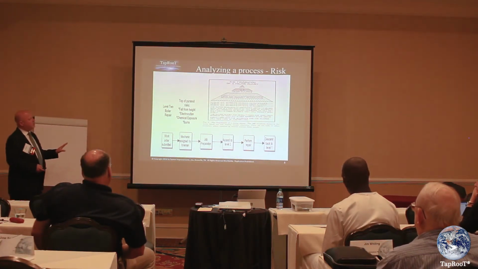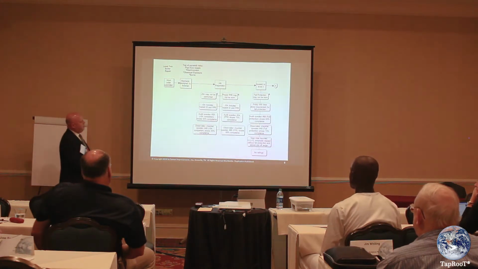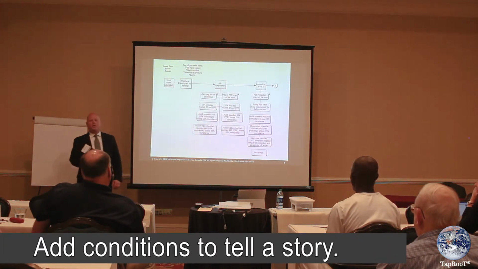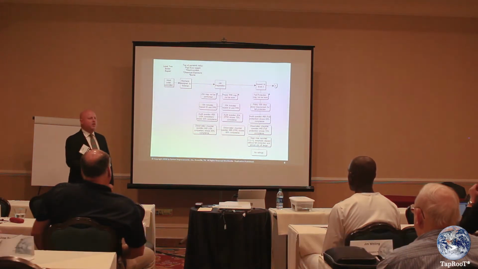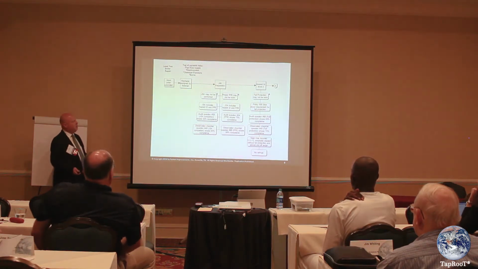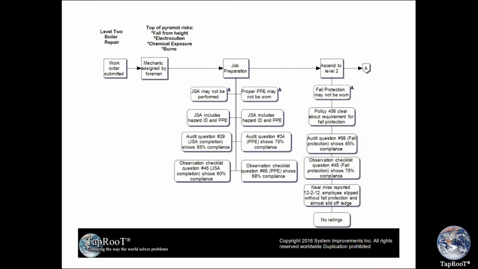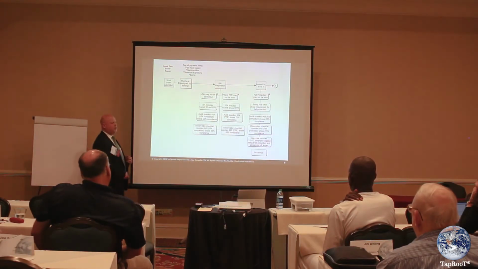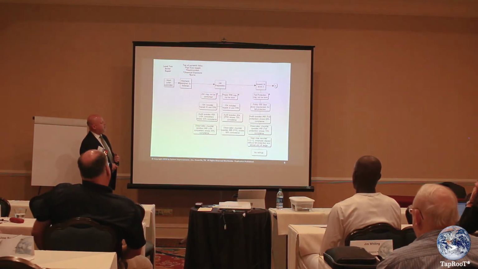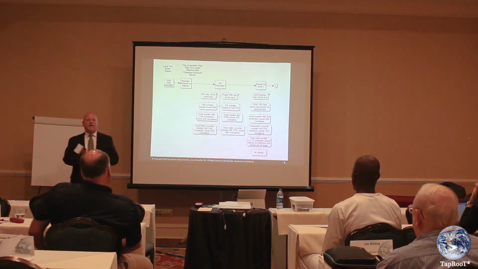But now I have to add my conditions. So what I do is I add conditions to tell a story, because that's what a SnapCharT is, right? I'm trying to tell a story. I'm going to tell a story of what this process looks like. Everything I know about the situation goes up here in the form of conditions. And I can also put up here as conditions, I can put data to substantiate why I'm investigating it and to show the linkage. For example, audit question 29 shows 55% compliance. Observation checklist 45 shows 60% compliance, right? So I'm making the link there that I have data to support it.